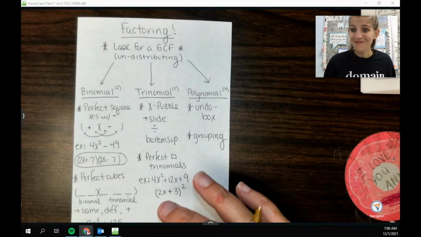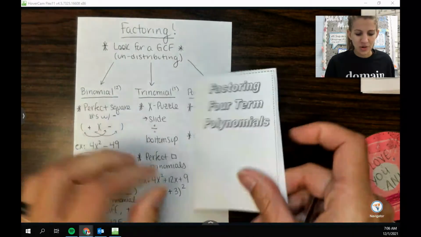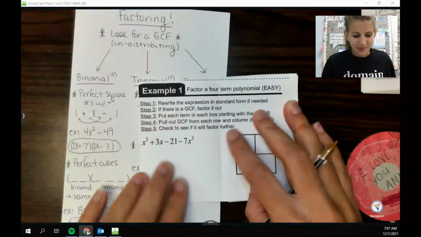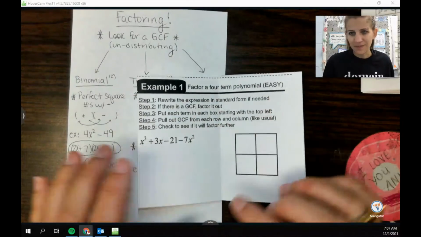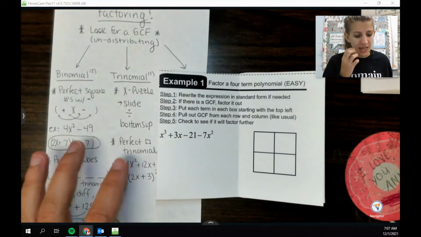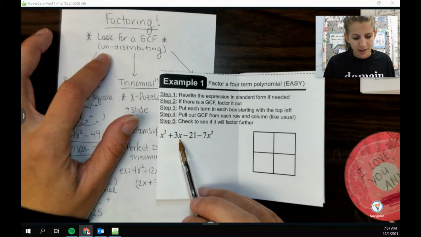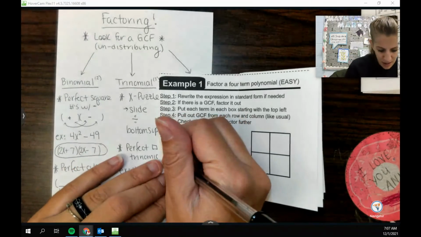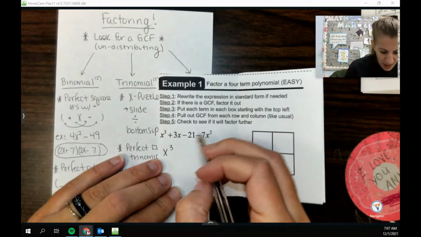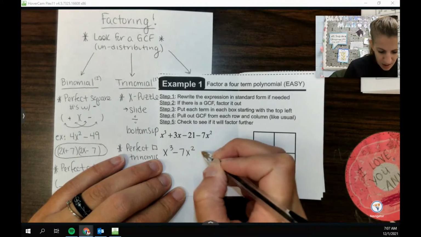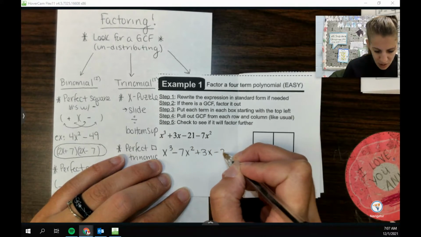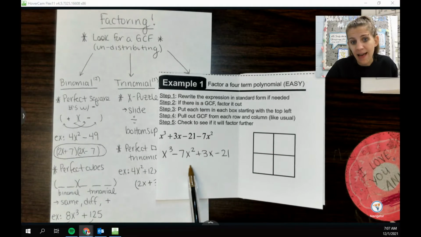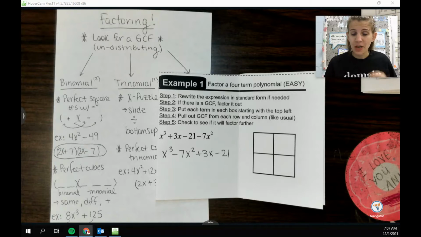So let's just dive right in. Let's grab our factoring 4-term polynomials. So look at that. This one's going to be easy. Always want to look for that GCF first. I don't like that this is not in standard form. Let me rewrite. We should be in standard form, I feel like, always. x cubed minus 7x squared plus 3x minus 21. And it does not seem that they have a GCF, okay?